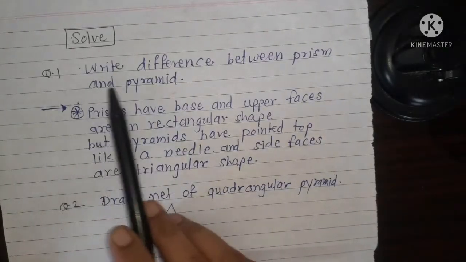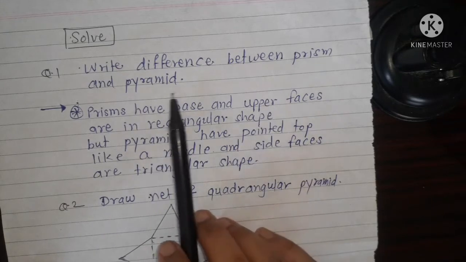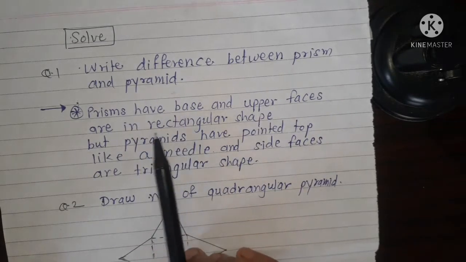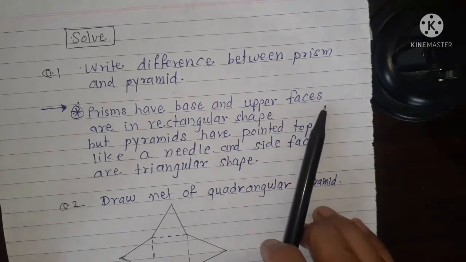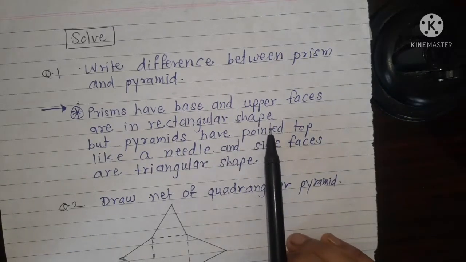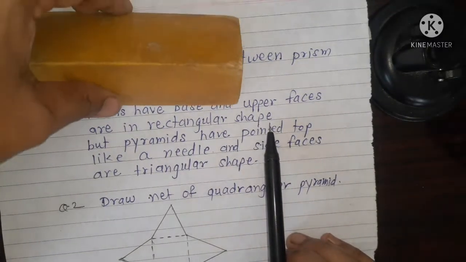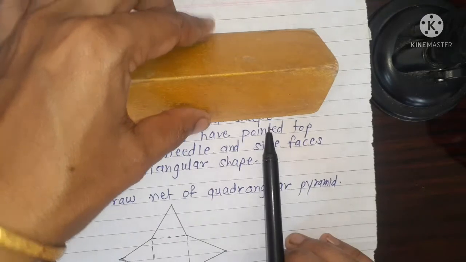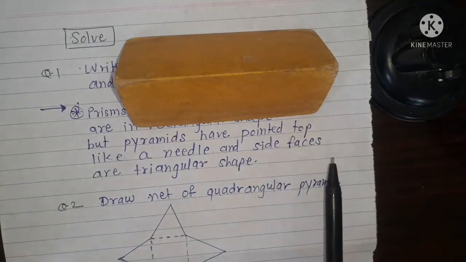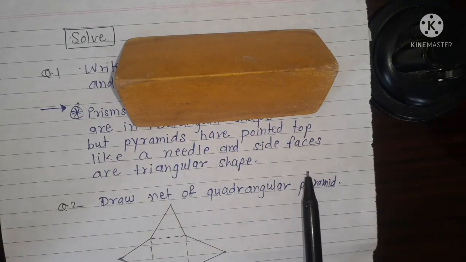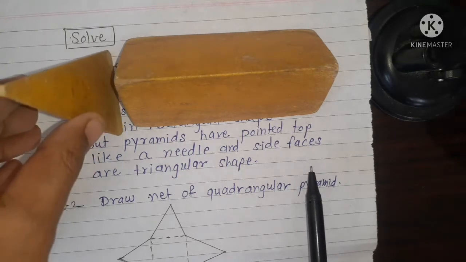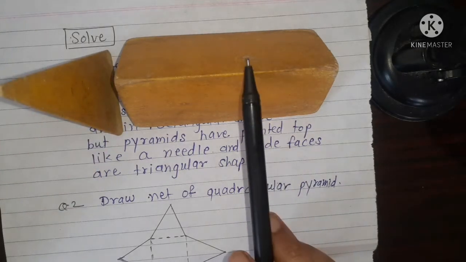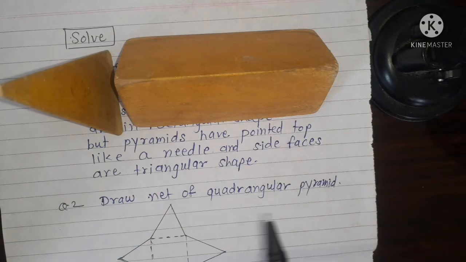Solve. Question 1. Write differences between prism and pyramid. A prism has base and upper faces in rectangular shape. This is a prism. But a pyramid has a pointed top like a needle and side faces are triangular in shape. This is a prism, this is a pyramid.